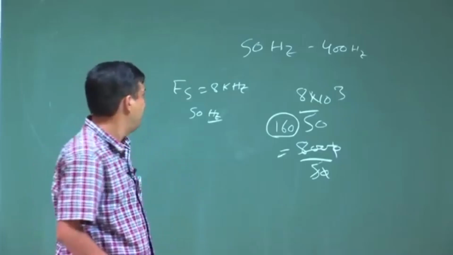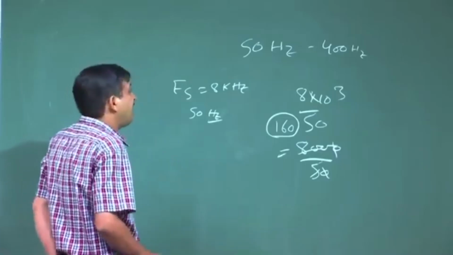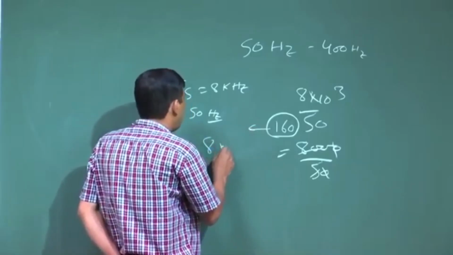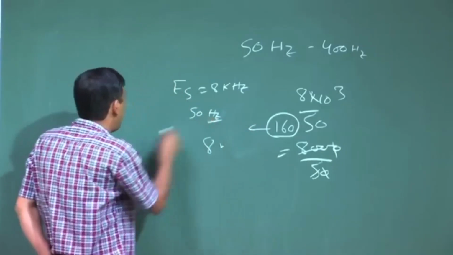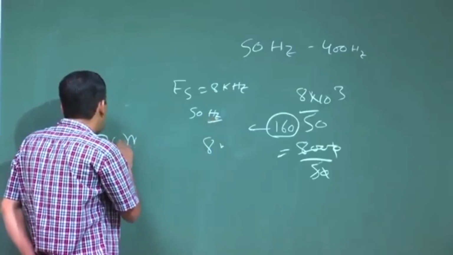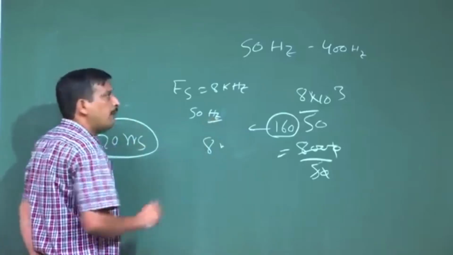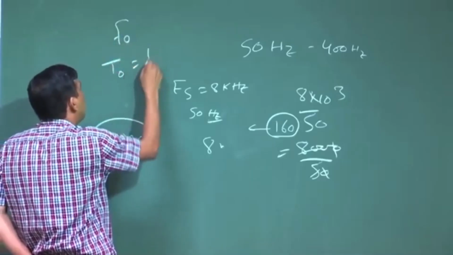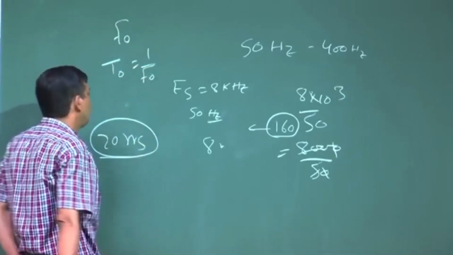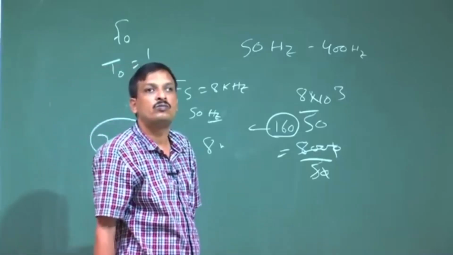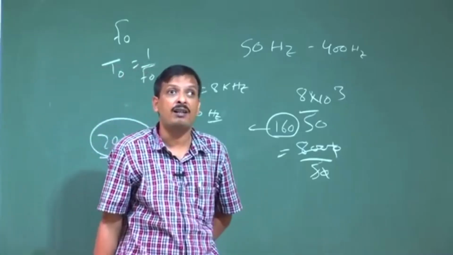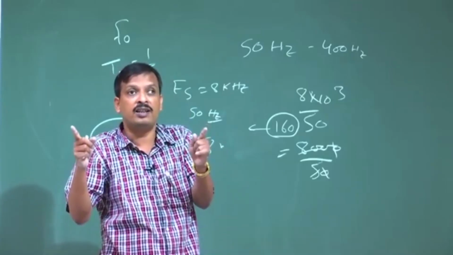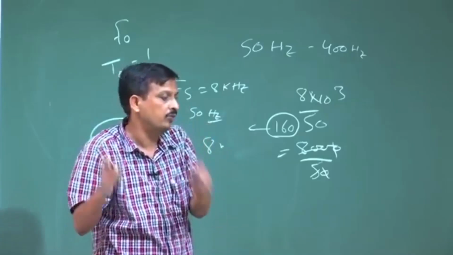So, if I say 160 samples, how many milliseconds? 80 samples is 10 milliseconds. So, if it is 50 hertz, then I have a 20 millisecond fundamental period. If F0, then what is the duration? T0 is nothing but 1 by F0. A 20 millisecond length signal is one single F0 period.